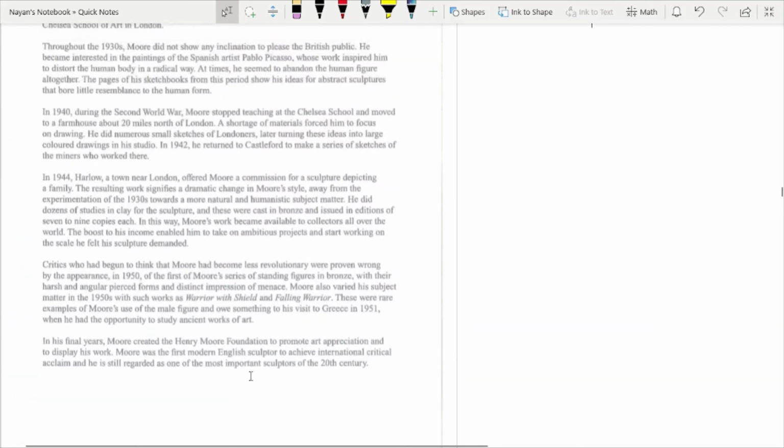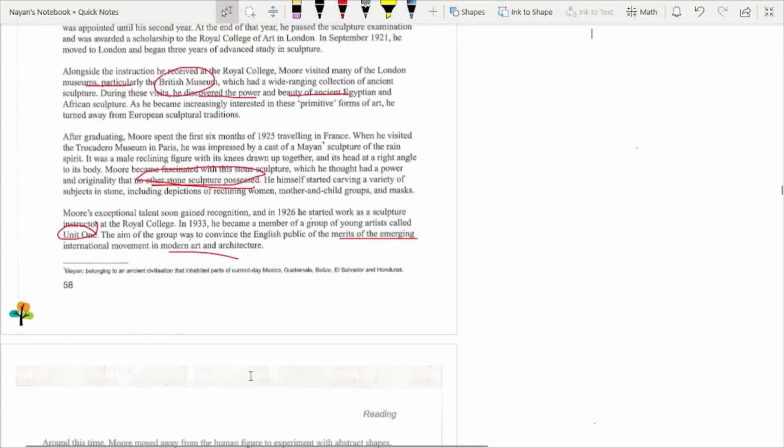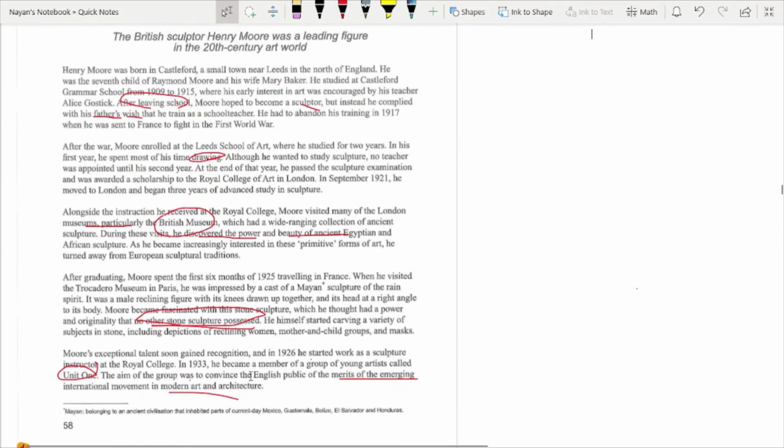So this is your passage, and if you want to refer to it again, you can just pause the video, refer to the passage, see the question, and attempt it again. Any doubt, definitely you can post it in the comment section. I will be replying to that.